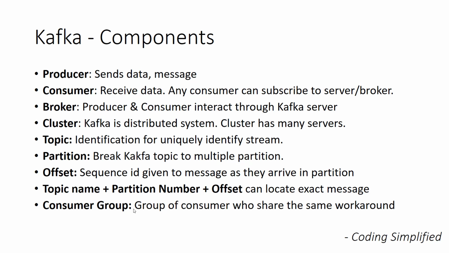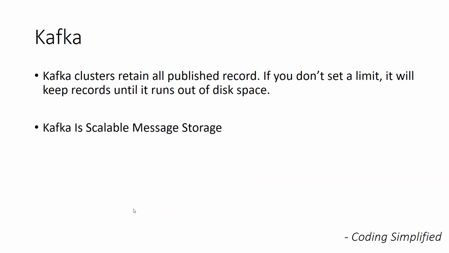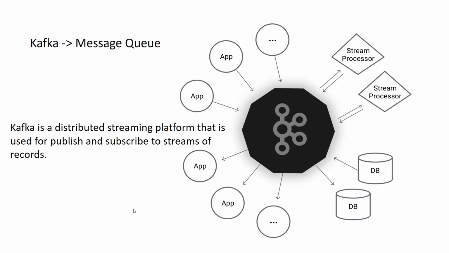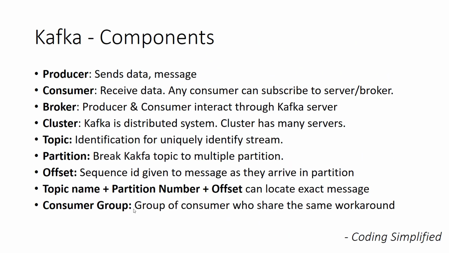Now we have consumer groups. Consumer groups are basically a group of consumers who share the same work. So if there are consumers doing the same thing, we can create a consumer group of them. So these are the basic properties of Kafka, why Kafka is used, and what the main purpose of Kafka is. It is used basically to connect microservices to exchange messages, and at the end we saw the different components of Kafka.